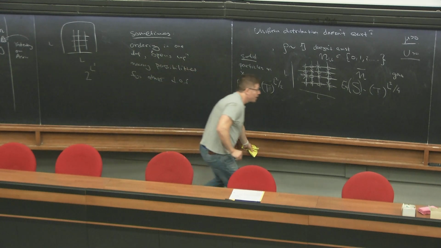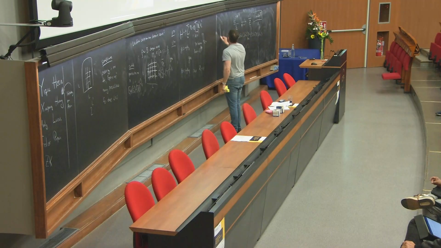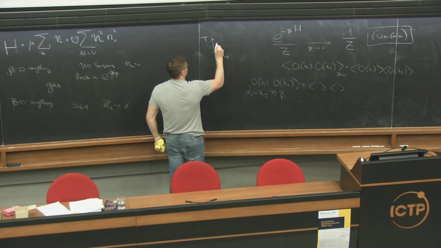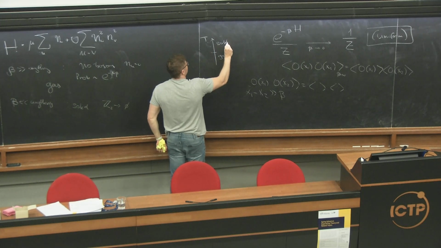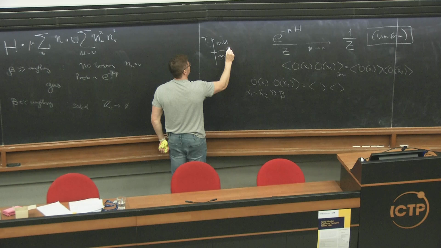And the phase diagram of this model is the following. So this is the temperature. We have a gas at low temperatures. Then we have a solid at high temperatures. And numerically, we think that this is a second order transition.